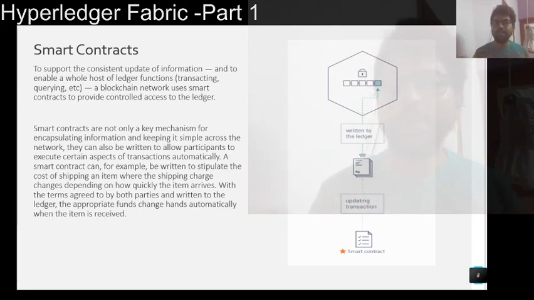So it is a mechanism of encapsulating your information and keeping it simple across your network. It also allows participants to execute the transaction automatically. If you see the smart contract example, cost of shipping or any kind of use case can be a smart contract, that I will come to in detail.